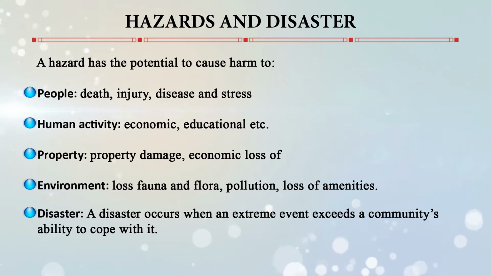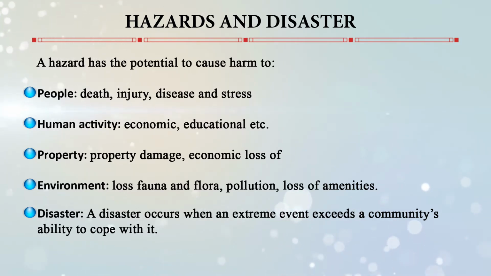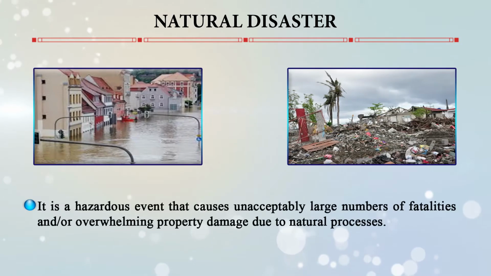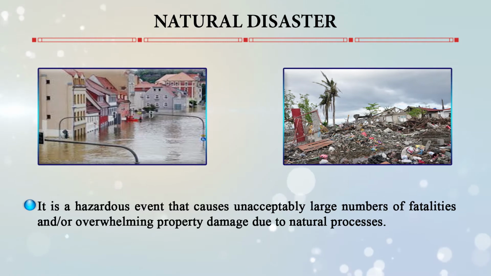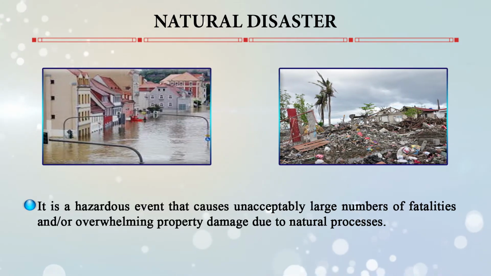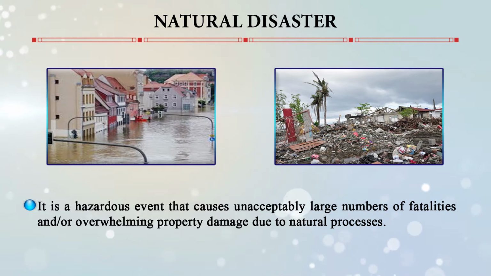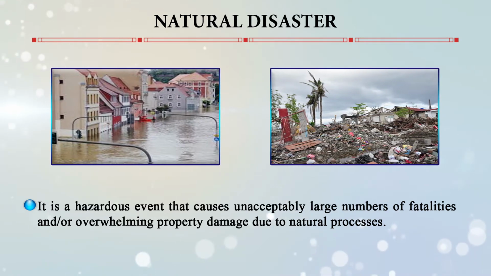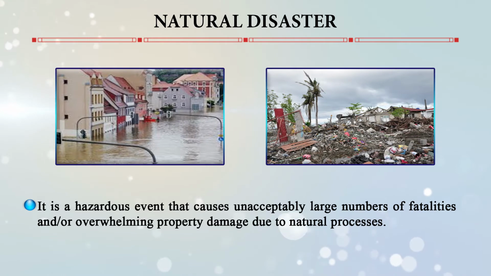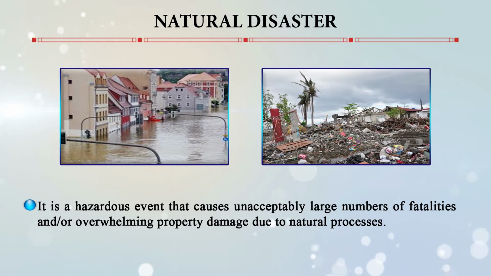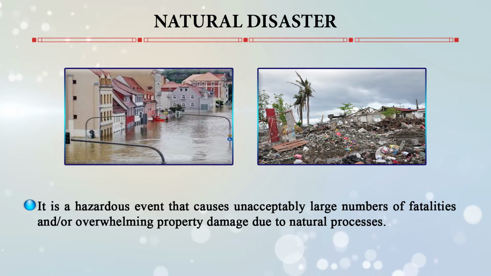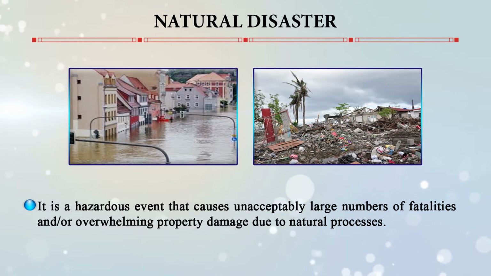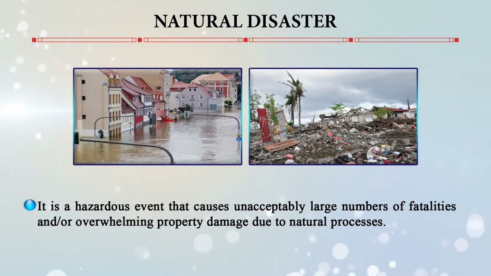Now a disaster occurs when an extreme event exceeds a community's ability to cope with it. So this is a way we can define a hazard as well as a disaster. Natural disaster: this is a hazardous event, as you can see in the photographs shown here. This can cause unacceptably large numbers of fatalities and or overwhelming property damage due to natural processes. For example, there could be floods and rains, and as a result there could be a hazard. There could be primary, secondary and tertiary effects, which we would see in the following slides.